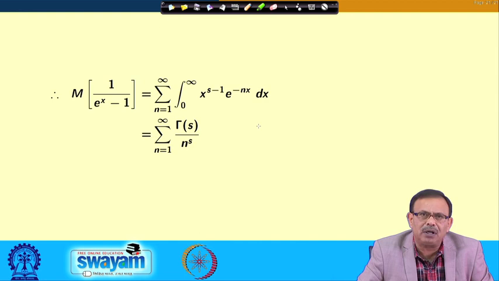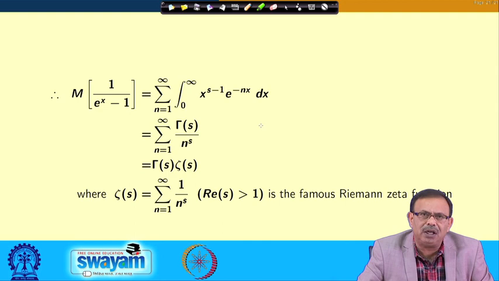And this equals, I can write down gamma s into zeta s, where zeta s equals the sum over n equals 1 to infinity of 1 by n to the power s, and the real part of s is greater than 1, because as we have told, s is a complex number. So, this zeta function zeta s is nothing but the famous Riemann zeta function.